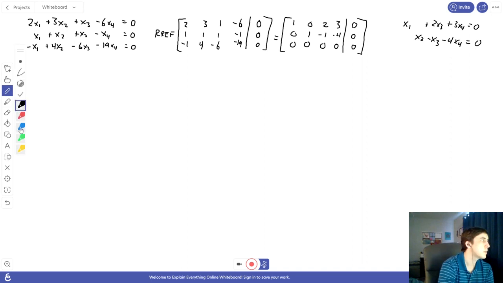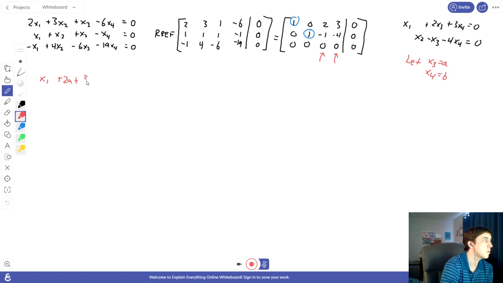Now if we look at our matrix here, we can circle those pivots if we like, and we see that leaves us with two non-pivot columns. Those are our free variables, so we can let, say, x3 be a and x4 be b, and rewrite our system in terms of that. So we have x1 plus 2a plus 3b is equal to 0, and x2 minus a minus 4b is equal to 0. We said x3 was a and x4 was b.